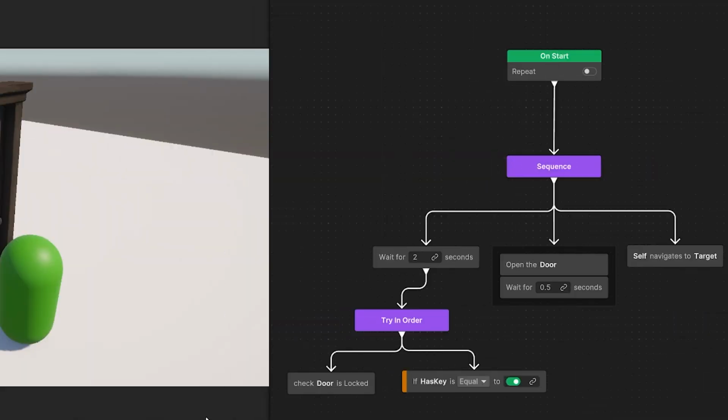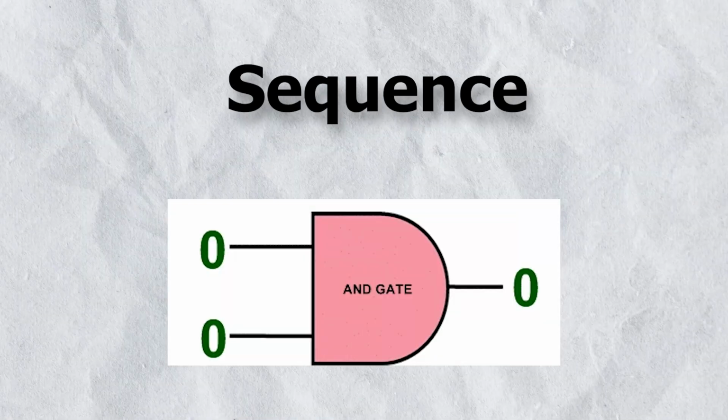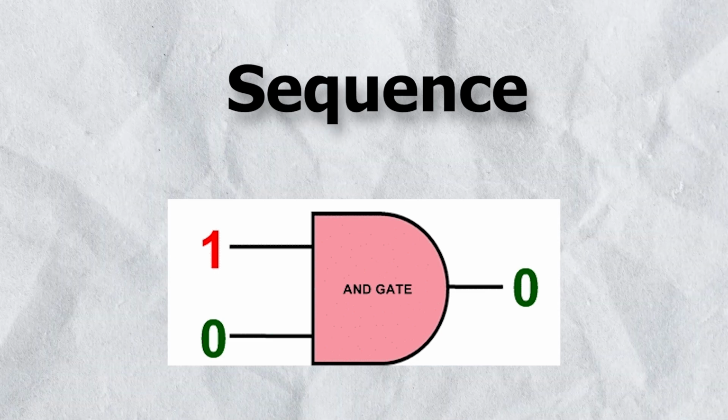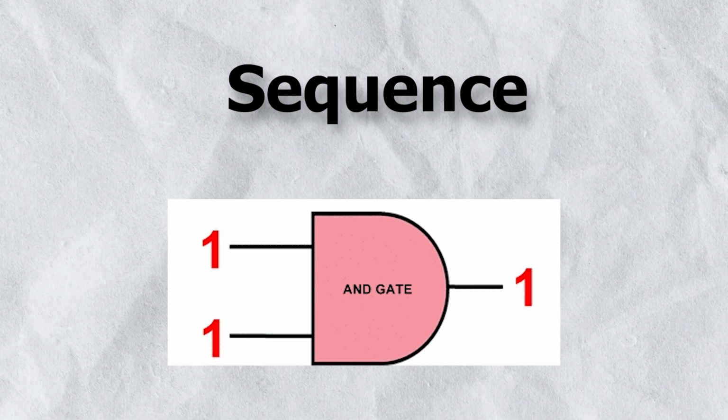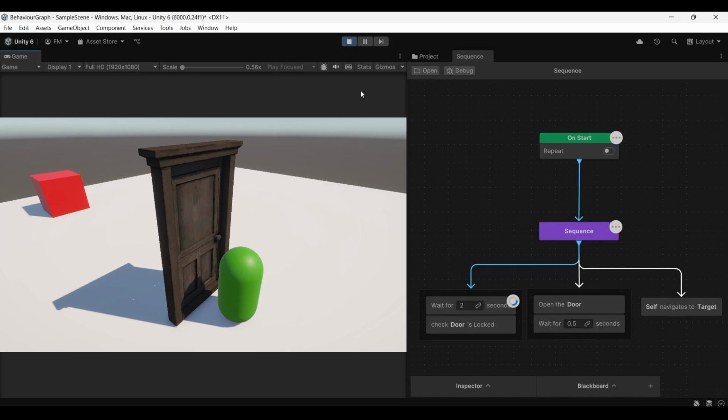Let's break down two big ones: the sequence node and the try and order node. Think of the sequence node like an AND gate. It only moves forward if every step succeeds. Let me paint a picture for you. Imagine an enemy with a behavior graph that says, check if the door is locked. If it's not, open the door, then move to the target.